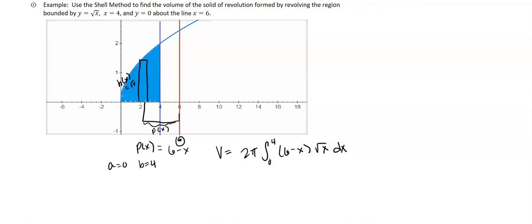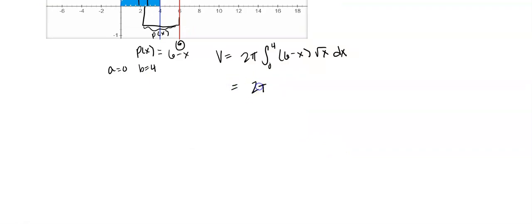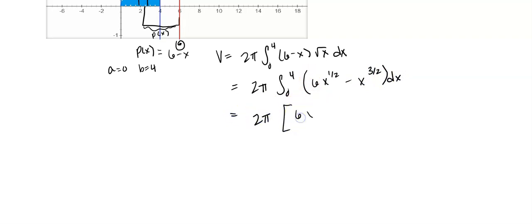So this is 2 pi times the integral from 0 to 4. If I were to change this to x to the 1/2 power and distribute, I would get 6x to the 1/2 power minus x to the 3/2 power. And if I integrate this, I'll have 6 times x to the 3/2 divided by 3/2, because I add 1 to the power and then divide by it, minus x to the 5/2 divided by 5/2, and that's all going to go from 0 to 4.